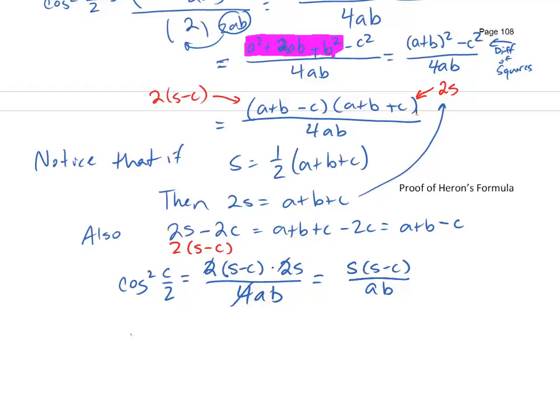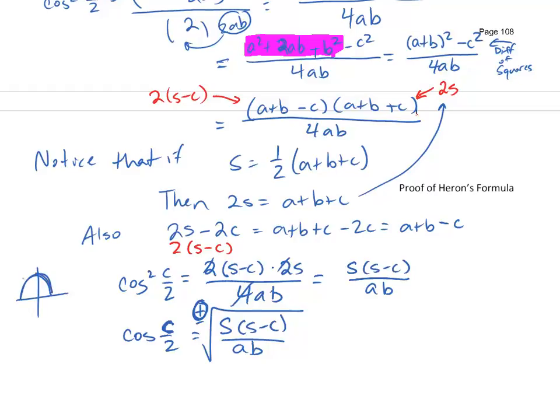Now if you take the square root of both sides, you have cosine of C over 2 equals the square root of S times S minus C over AB. And technically you have to remember that there would be a plus or minus out front, but it actually has to be plus because angle C is always between 0 and 180 degrees. If you take half of that, it's going to be between 0 and 90, and the cosine and sine of anything between 0 and 90 is positive. So we know that's going to be positive because of that reason right there. So cosine of C over 2 is the square root of S times S minus C over AB.